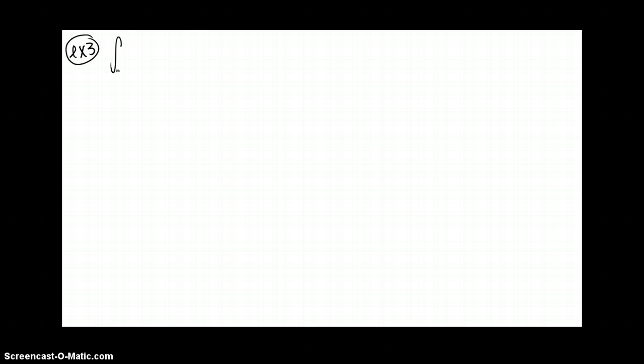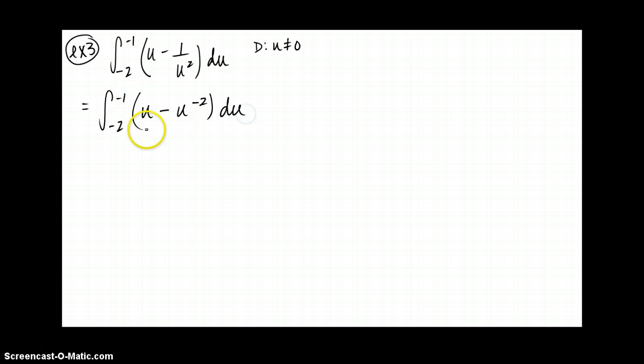Okay, so the integral from negative 2 to negative 1, u minus 1 over u squared du. The domain of this function is that u can't equal 0. That's not in the interval, so we can use the fundamental theorem. Let's rewrite this for the power rule: u to the negative second power. Add 1 to the exponent, divide by the new exponent.